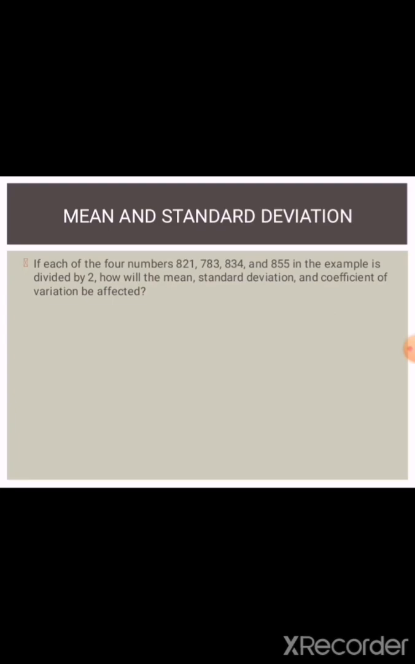Okay. Another example: if each of the four numbers 821, 783, 834, and 855 in the example is divided by 2, how will the mean, standard deviation, and coefficient of variation be affected? Okay, so we have already answered this also. So the mean and the standard deviation will be divided by 2 but the coefficient of variation is unchanged, since hindi naman nagkaiba-iba din yung pagkakalayo nila sa isa't isa. Okay, so mababago lang yung value natin pero yung relative standard deviation or the coefficient of variation will still be the same.